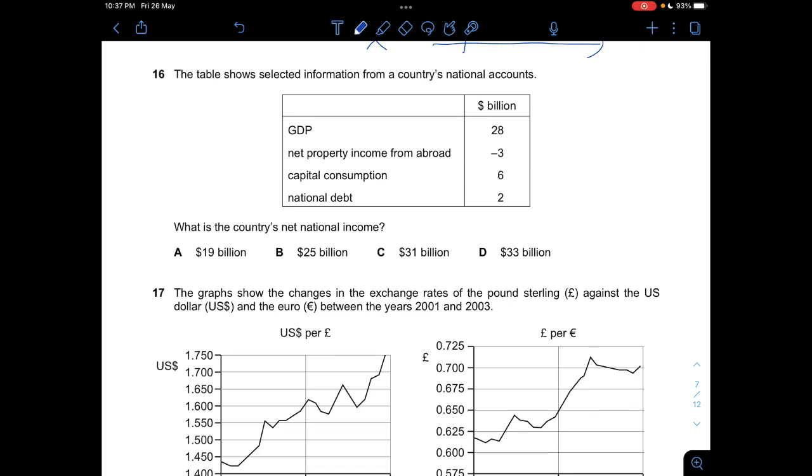To calculate this, the national income would be 28 minus 3 and minus 6. This would be 25 minus 6 and then we get 19 billion. Because net property income from abroad is negative 3 billion, which means that we are actually spending more than we earn. So we need to minus that out. And then capital consumption, we spend on our capital, so we need to minus that. And we're not going to calculate national debt here because national debt is not included in the GDP. We want the national income, so answer is 19 billion, so 16 is A.